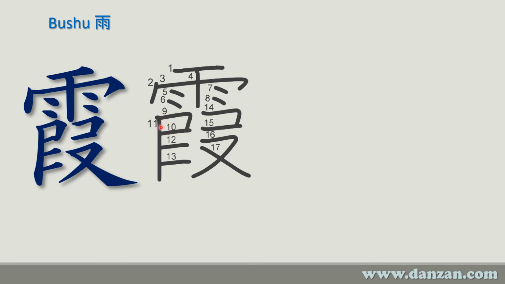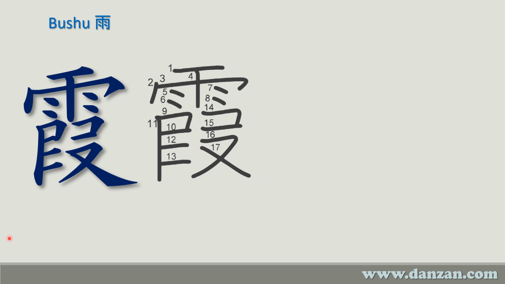And then 11, we draw the vertical stroke. 12 and 13. 14, you come around and down. 15, we close that. And then 16 goes like so. And then 17 crosses it.